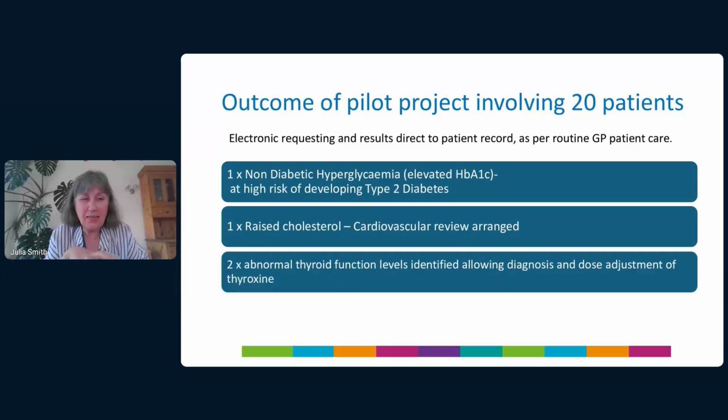So the key question that we need to ask is, so what? Have we actually identified any unrecognised diagnoses or comorbidities from these blood tests that we've been able to do? And we've only been able to analyse from the first 20 patients from our pilot. But even in that small group of just 20 patients, we did identify raised HbA1cs, giving people an increased risk of diabetes, hypercholesterolemia, and abnormal thyroid function tests. So those patients then had the appropriate interventions provided for them, or their medication changed.